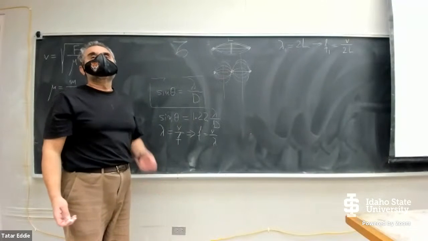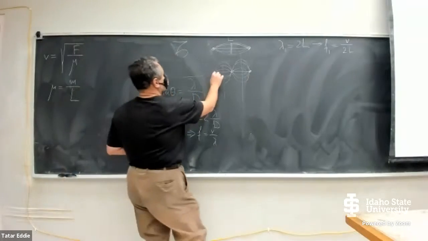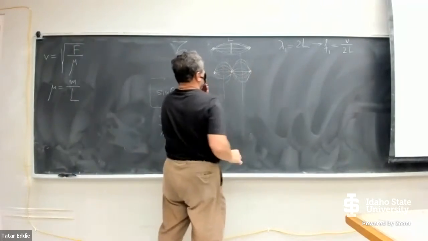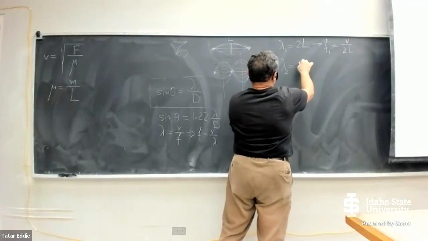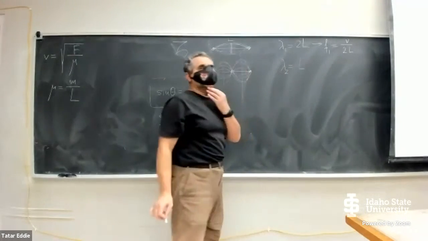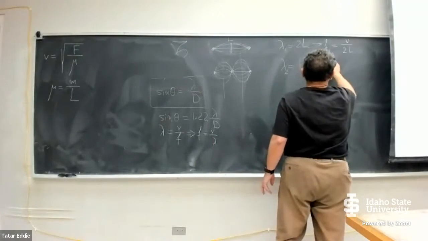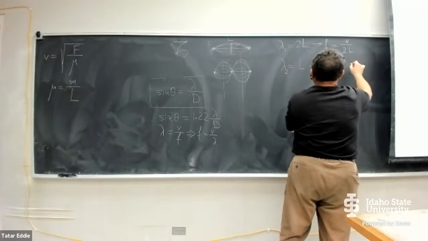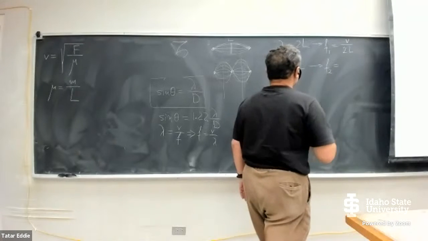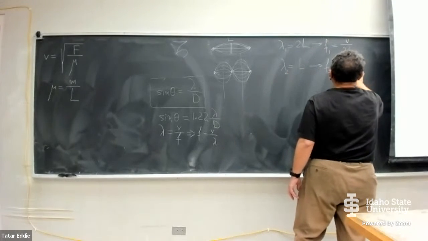This is what we call the second harmonic. And you see that this is exactly one wavelength, and you can say that the wavelength of the second harmonic is exactly equal to the length of the string. And therefore, you can say that the frequency of oscillations of the second harmonic is equal to V divided by L.